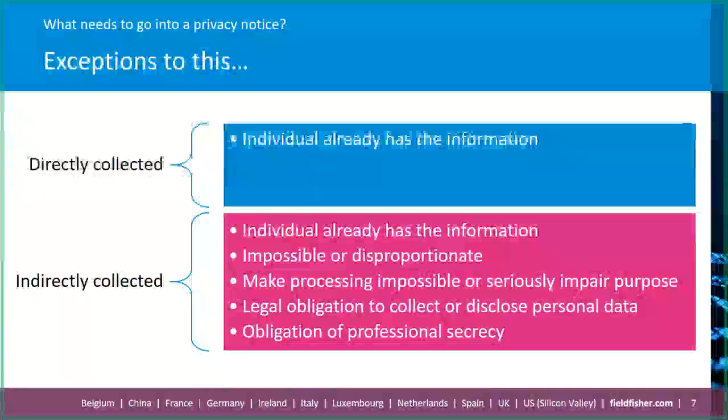It's also the case that if it would make the processing purpose impossible or seriously impair it, you don't need to give a privacy notice. Now, to give you an example here, let's say you're investigating some illegal activity and giving the privacy notice would tip off the individual and give them the opportunity to cover their tracks. Now, in that situation, you wouldn't need to give that privacy notice and tip off the individual.